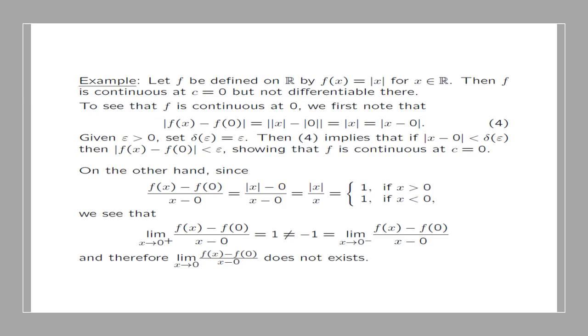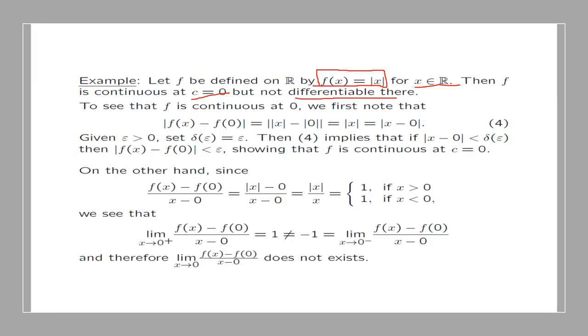This is an example of a function which is continuous at a point but fails to be differentiable there. So let f be a function defined as follows. f of x gives you the magnitude of x for all x in R. Then we want to show that this function is continuous at c equal to 0, but is not differentiable there.